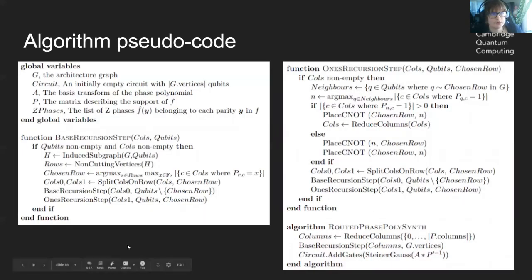And for completeness, here's the pseudocode of our algorithm. Note that we split up our recursion into 2 different recursive functions, a base recursion step and a once recursion step. The once recursion step is called when we already have picked a row to reduce, and we're just picking neighbors to reduce that, right? And place a CNOT gate. And in the base recursion step, we don't have a row yet, so we pick one and we split, and we call the corresponding functions. Mainly did that to make the pseudocode a bit more legible, hopefully.